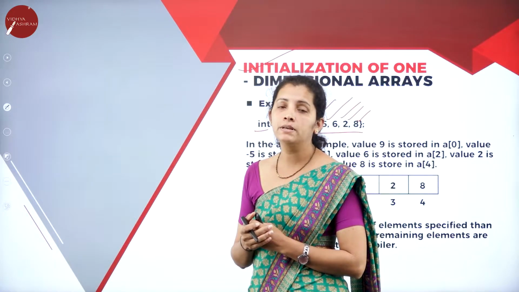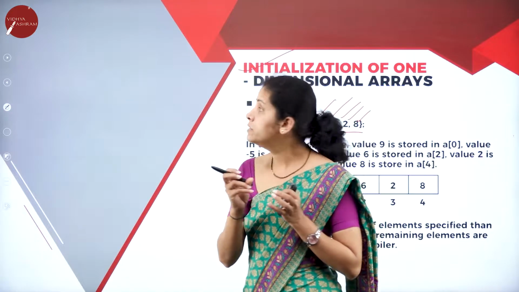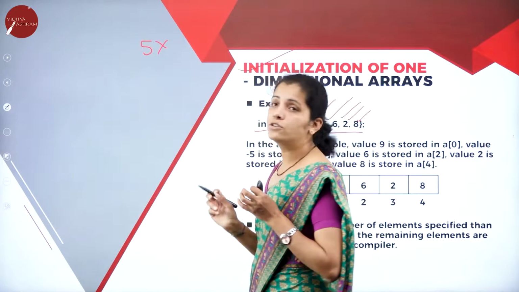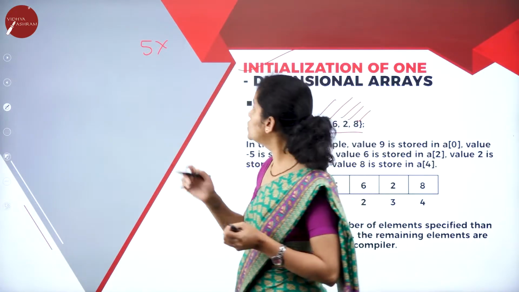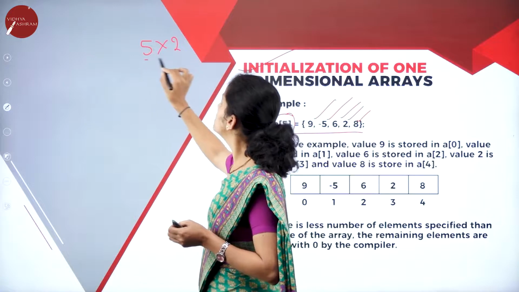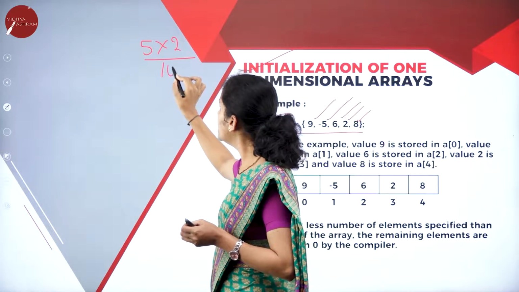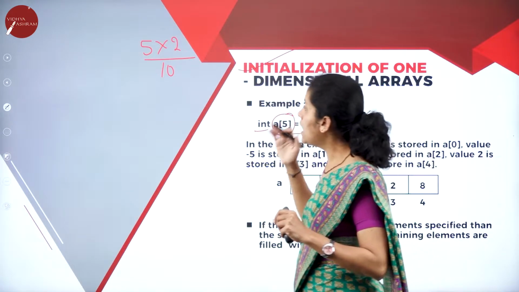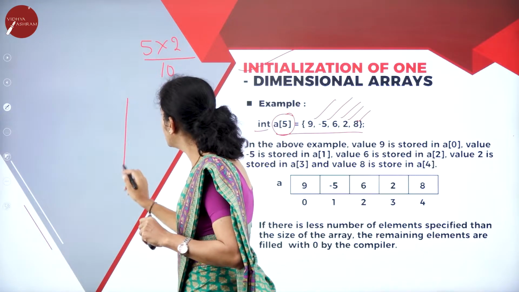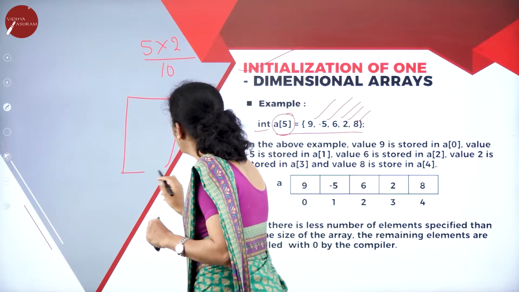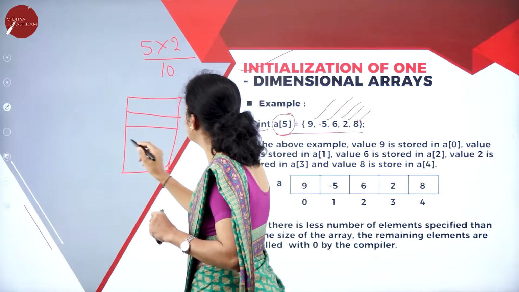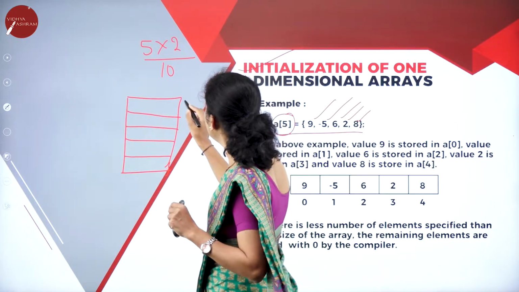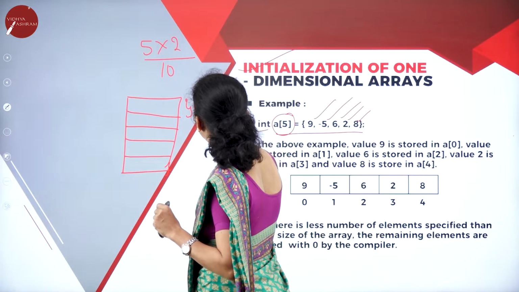According to the example, the size of the array is 5 and the size of the integer data type is 2 bytes. So 2 into 5, 10 bytes are reserved for this array A. Now, if I consider the memory representation, I'm going to have 5 different blocks for this A and the capacity of each block is 2 bytes.